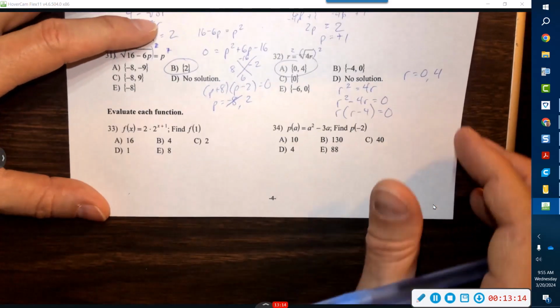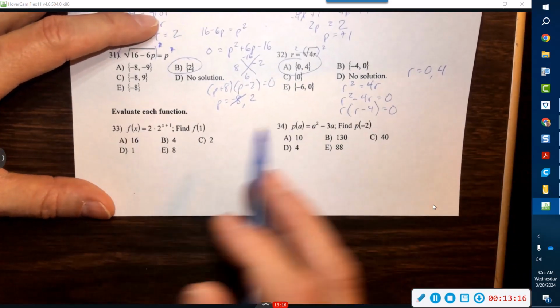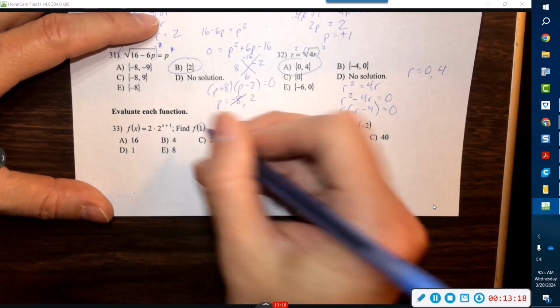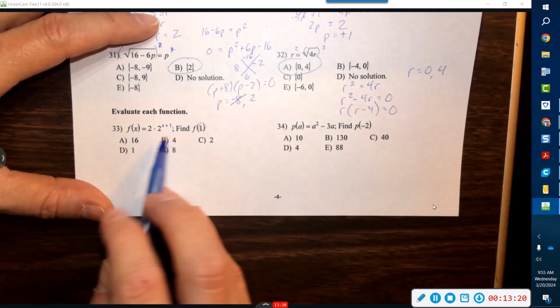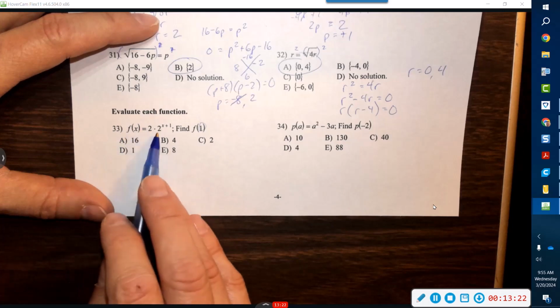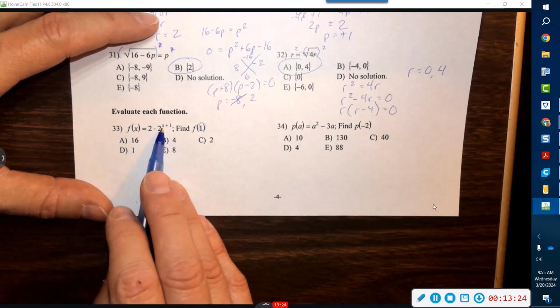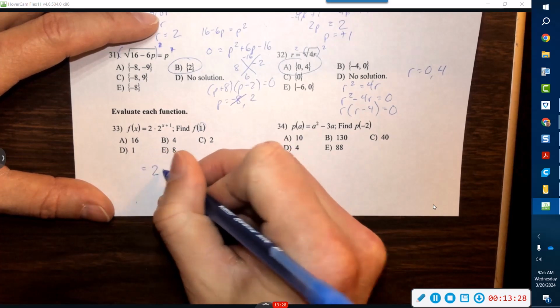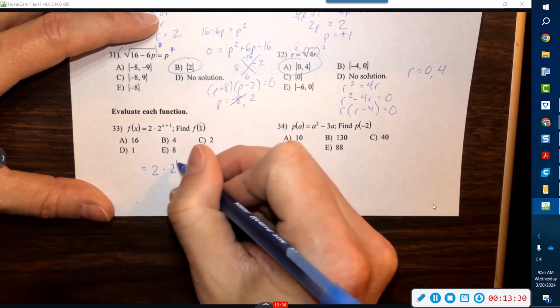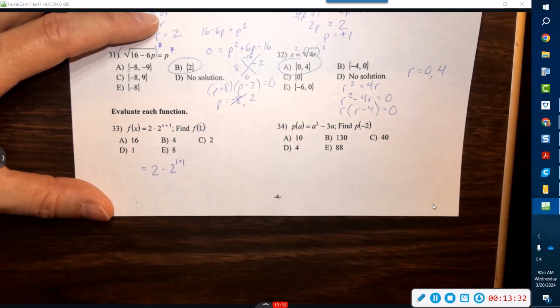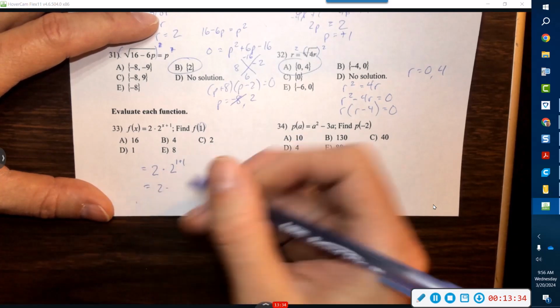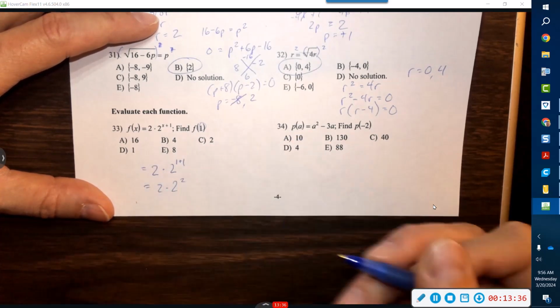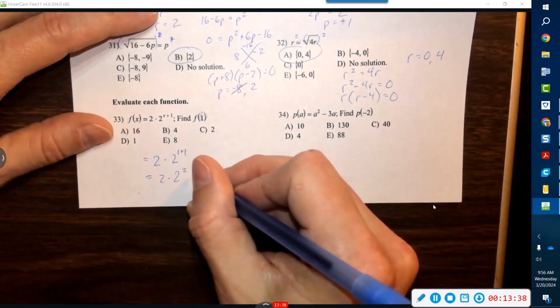Okay, now this is just about function notation. We just take the 1 here and plug it into an f. Now what is the f function? The f says wherever there's an x, I'm going to replace it with a 1. 2 times 2 to the 1 plus 1. All right, and just figure out what that is. That's 2 times 2 to the second. Make sure you do the order of operations. That's going to equal 8.